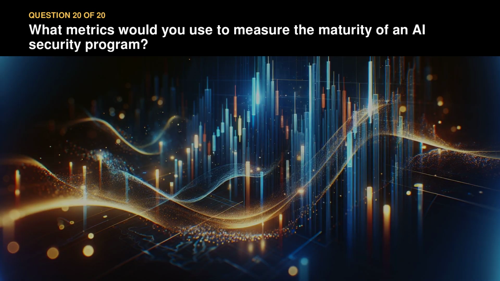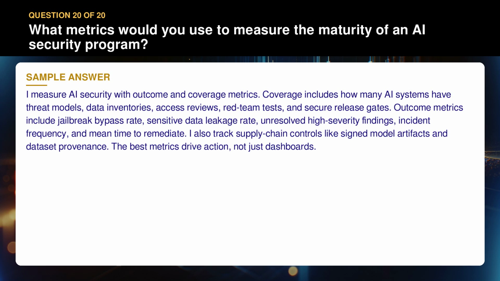Question 20. What metrics would you use to measure the maturity of an AI security program? I measure AI security with outcome and coverage metrics. Coverage includes how many AI systems have threat models, data inventories, access reviews, red team tests, and secure release gates. Outcome metrics include jailbreak bypass rate, sensitive data leakage rate, unresolved high-severity findings, incident frequency, and mean time to remediate. I also track supply chain controls like signed model artifacts and dataset provenance. The best metrics drive action, not just dashboards.